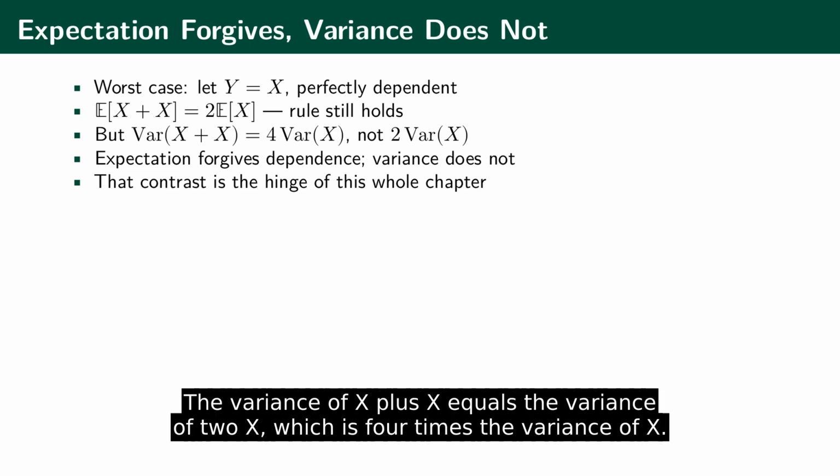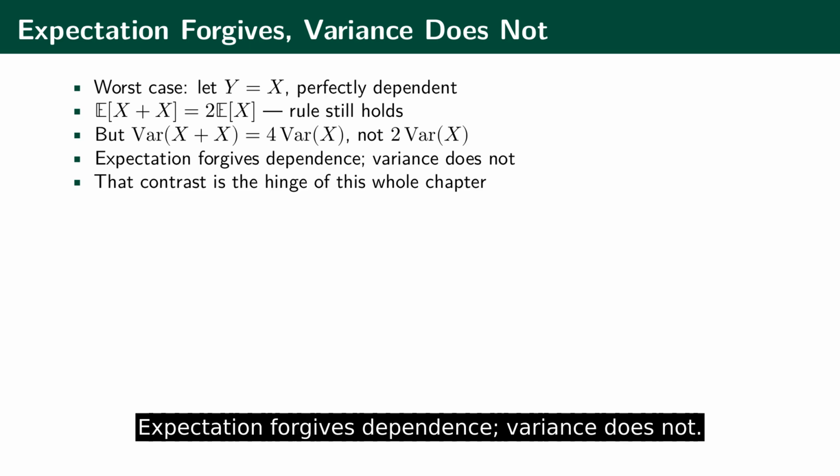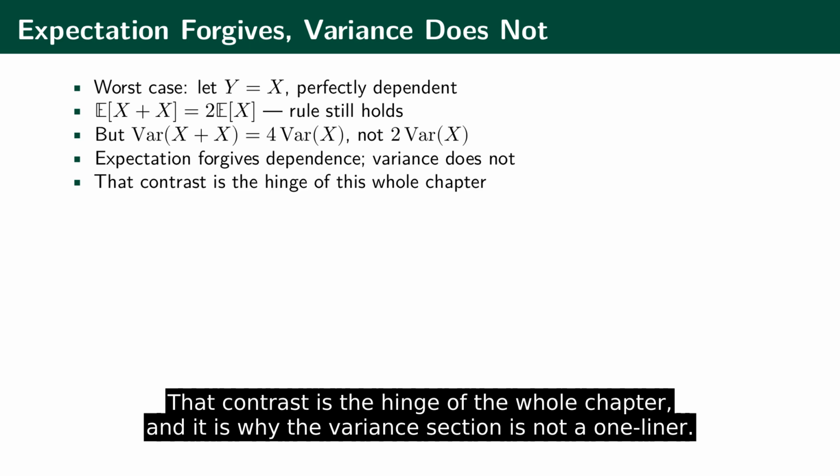Now compare variance. The variance of x plus x equals the variance of 2x, which is 4 times the variance of x. That is emphatically not the variance of x plus the variance of x, which would be only 2 times the variance. Expectation forgives dependence, variance does not. That contrast is the hinge of the whole chapter, and it is why the variance section is not a one-liner.